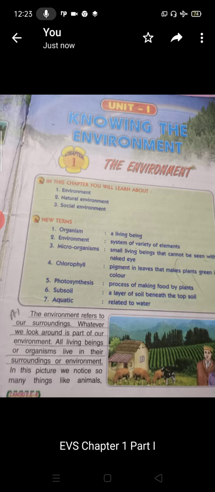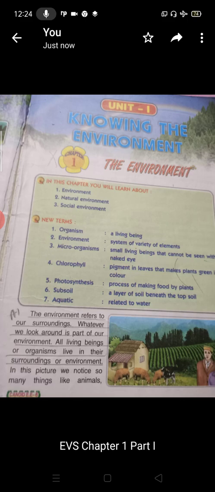The unit, and the chapter is the environment. So you have heard this name before also and you are familiar with it. What is environment? Environment, if you talk in a layman's language, it includes our surroundings. Whatever is there in our surroundings, all that we count as environment. So let's see what we will discuss here.